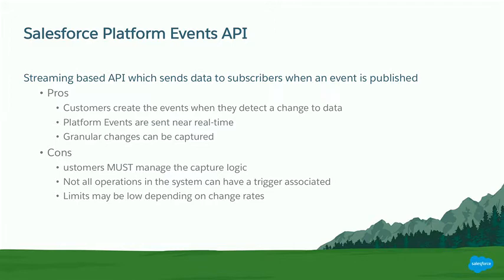Now, this allows you to actually do any capture that you want. You can actually capture all of the fidelity changes you want, but the drawback is you have to manage all of that. So it's up to you to build the logic in Apex or the logic in Process Builder to look at the record before and after the change, determine what changed, and emit that.